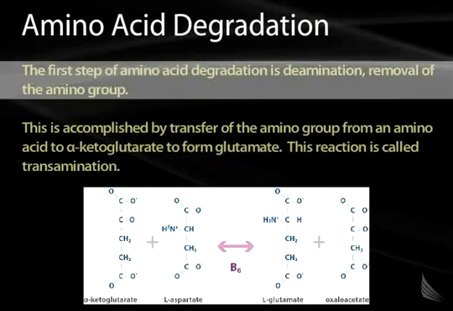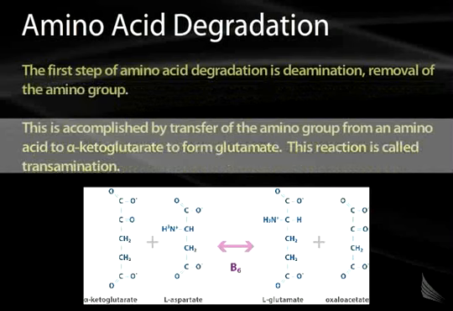Now, the first step in degradation of amino acids is that you have to remove the amino group, and we call this process deamination. And this occurs in two steps. The first thing that happens is you get transfer of the amino group from an amino acid to an alpha-ketoglutarate to form glutamate. And this reaction is called transamination and requires vitamin B6 as a cofactor. So here we have an example of aspartate donating its amino group to alpha-ketoglutarate to form glutamate and oxaloacetate.